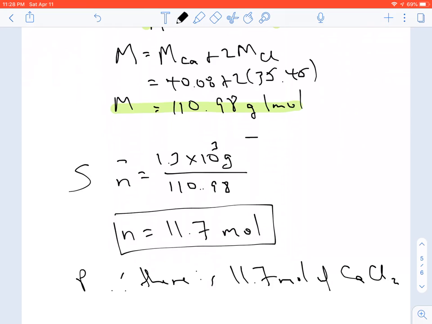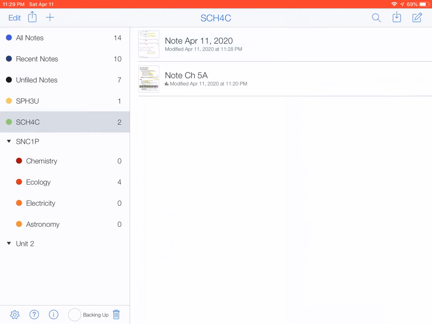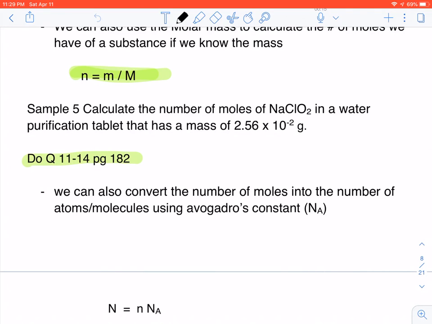Okay, so there's a quick look at some of the homework from yesterday. Right now I want to go ahead and move on to our new note and our new idea for today.